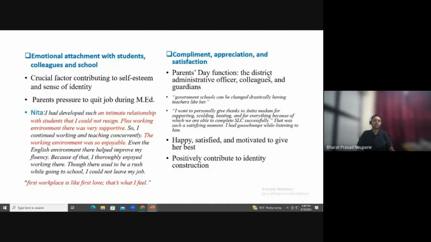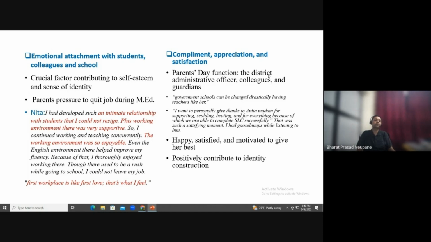Apart from this, emotional attachment with students, colleagues, and school, and compliment, appreciation, and satisfaction positively contribute to the self-esteem and sense of the construction of their identity, right? So one of my participants shared that when she was teaching in one of the private schools, she had developed an intimate relationship with students. And because of that, when she was doing her MEd, she had pressure from family members to quit the job because her job could hamper her learning.